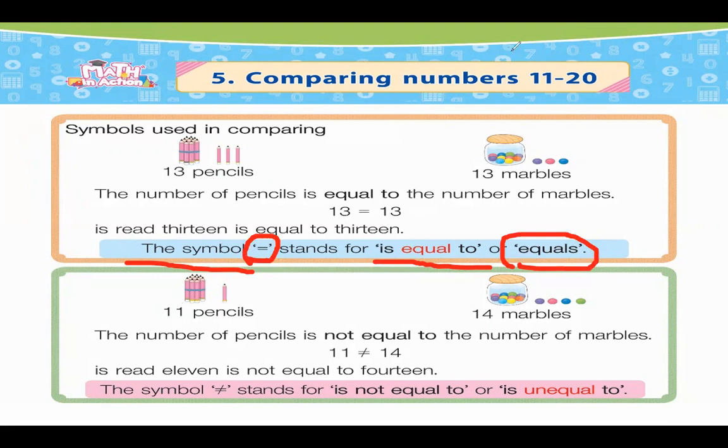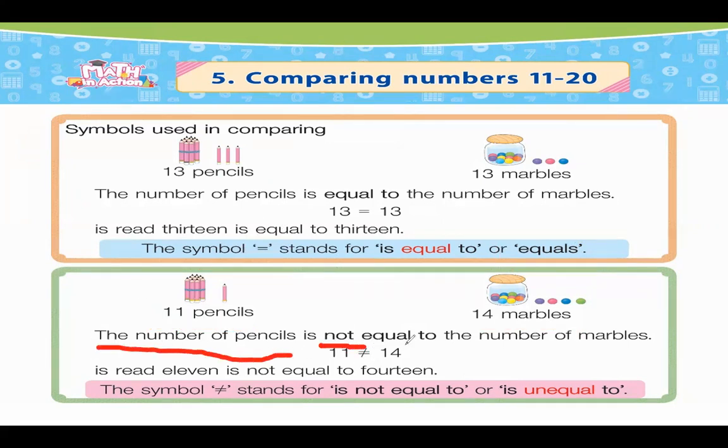Let's have another example. 11 pencils and 14 marbles. Let's see if they are equal. The number of pencils is not equal to the number of marbles, because there are 11 pencils and 14 marbles. So it is read 11 is not equal to 14. This symbol stands for is not equal to.